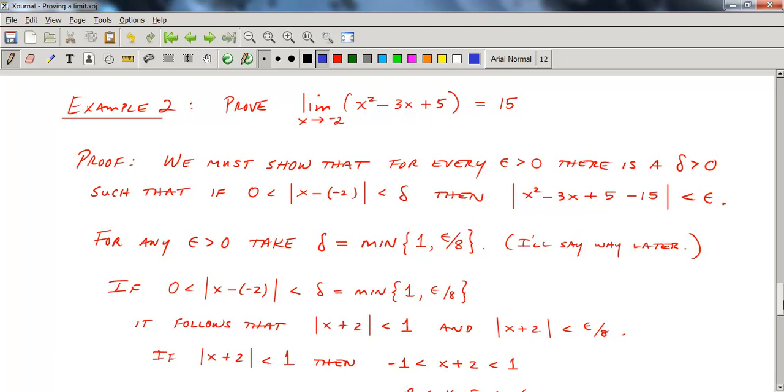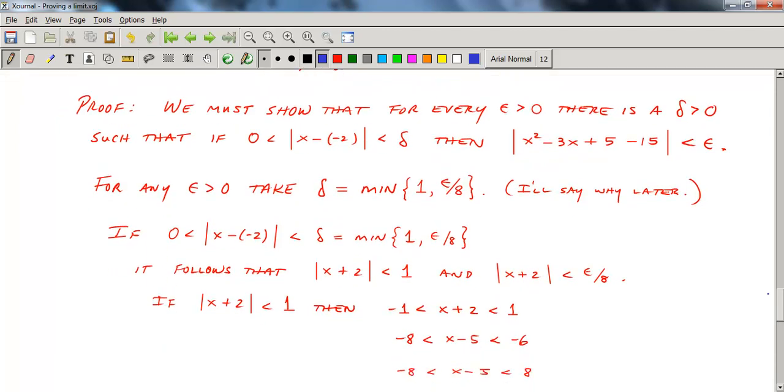So once again, without my telling you how I got it, I'm just going to take delta for any epsilon to be the minimum, that is to say the smaller of the two numbers 1 and epsilon over 8. And I'll show you in a few minutes why I chose to do that. But having said it, now I'm just going to show you that this delta works. So let's begin. I start with my premise. If 0 is less than the absolute value of x minus negative 2 is less than delta, which we're saying is the smaller of 1 and epsilon over 8, then it will follow that.